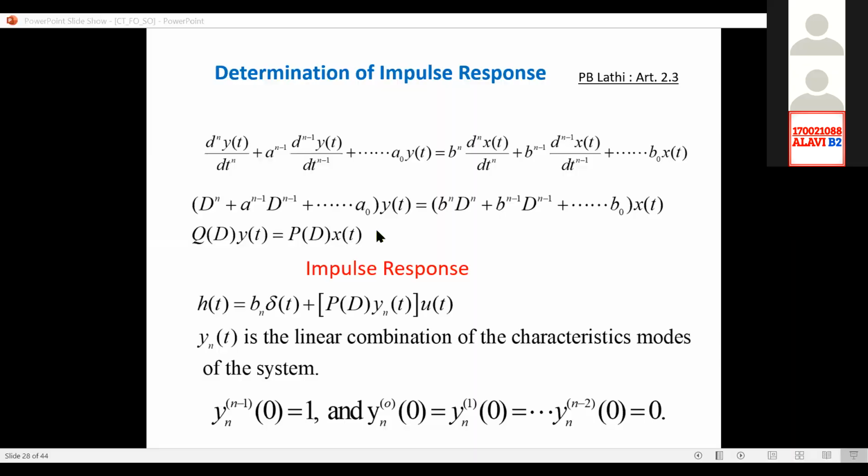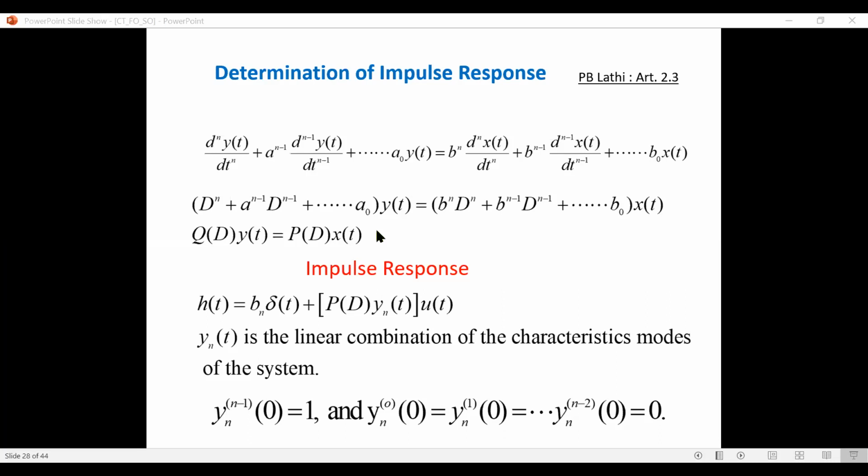in considering a general solution for determining the impulse response. I have extracted this topic from B. P. Lathi's book, but you can find it in any of your texts. Probably this is not there in your Haykin's book. In Haykin's book, your differential equation is written in a different general form, but it is the normalized form. Normalized form means what? The highest derivative has its coefficient set equal to 1.